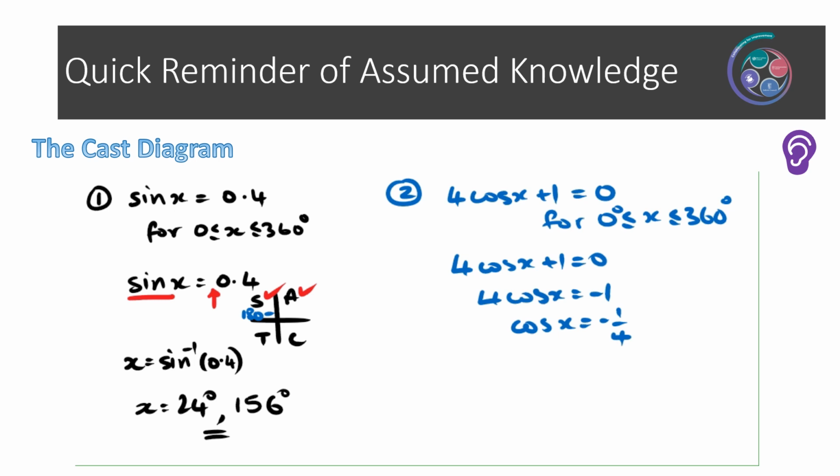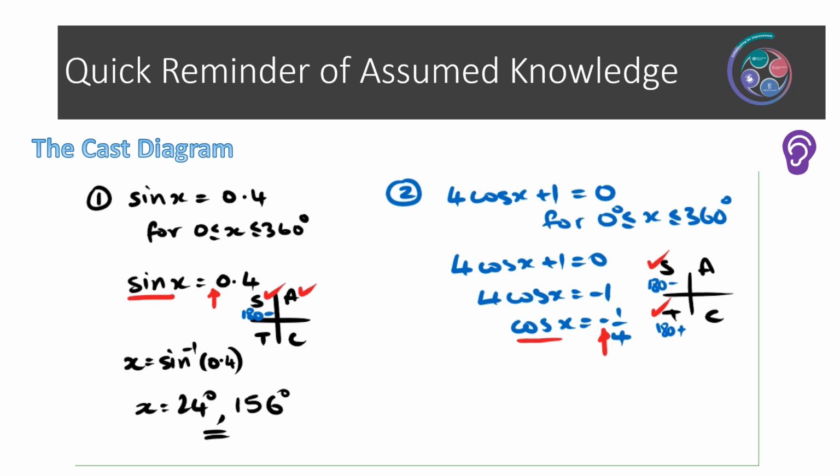At this stage we can go to our CAST diagram: All, Sine, Tan, Cos, remember the order. Now we're looking this time at a cos question and it's a negative value. So cos negative values happen in the sine quadrant and the tan quadrant. The answer in the sine quadrant we've just seen is 180 minus. The answer in the tan quadrant is 180 plus.